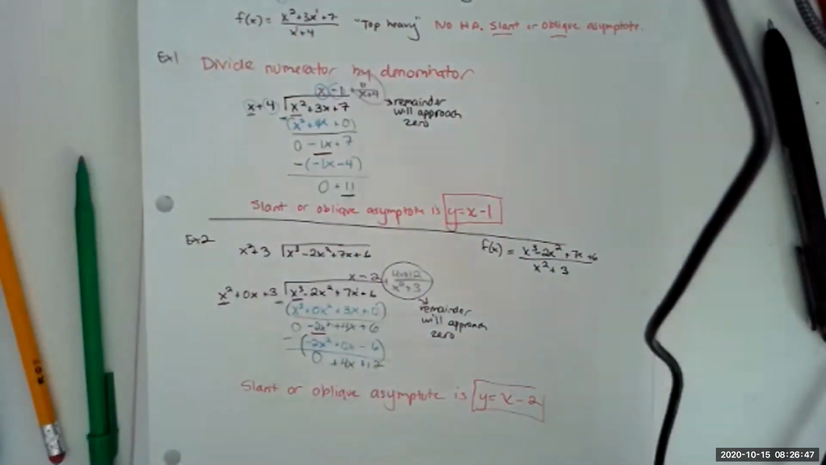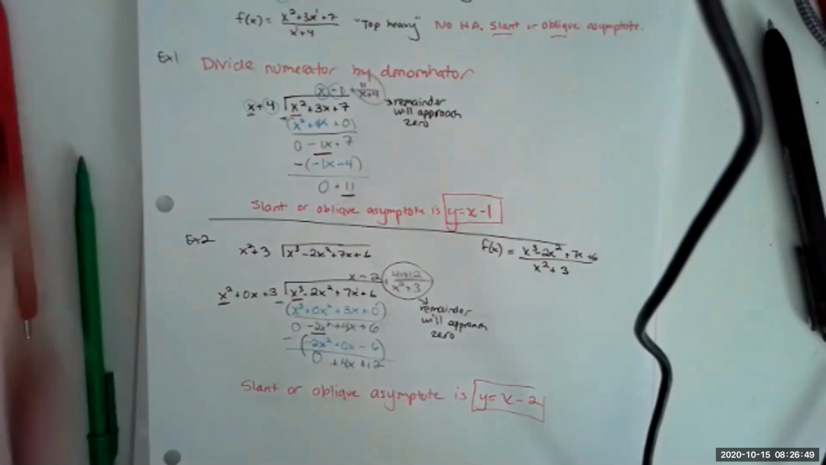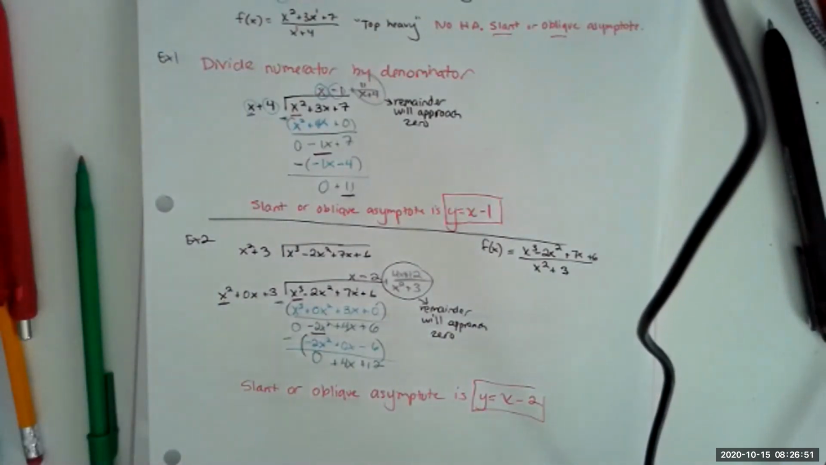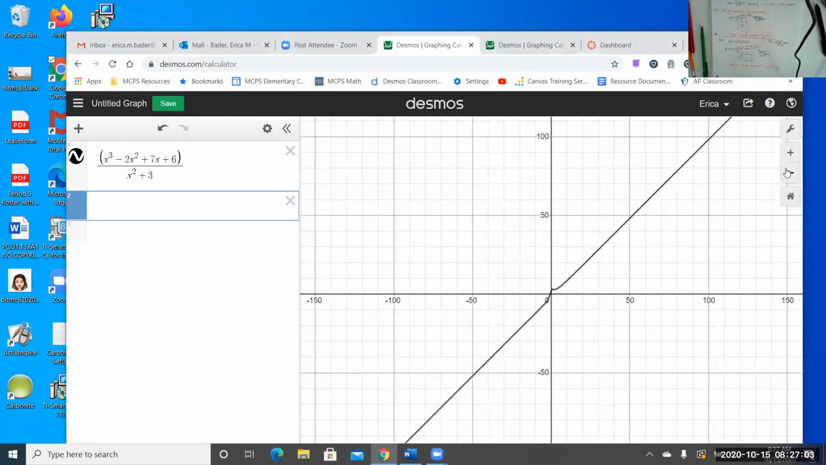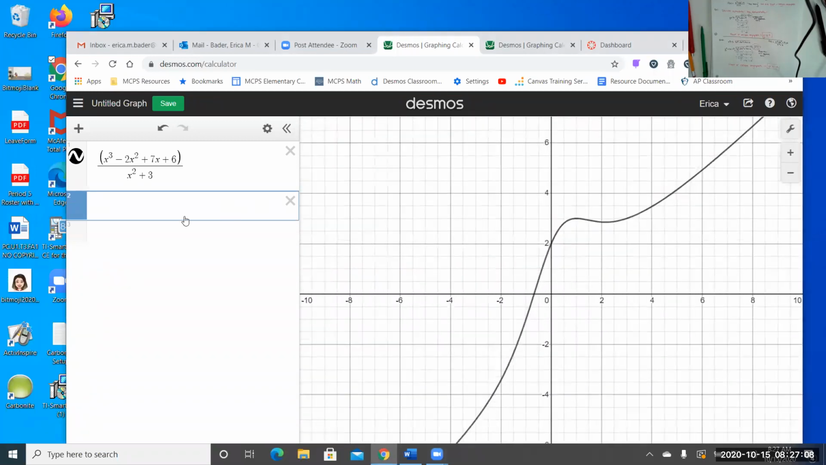All right, let me show you what that looks like again, just from a graphing perspective. I'm going to share my screen, share the Desmos screen. So this is the function. This is what the function looks like. And you can see that it approaches an oblique asymptote. As you get farther and farther out, your graph is approaching a line. You can see that just visually.